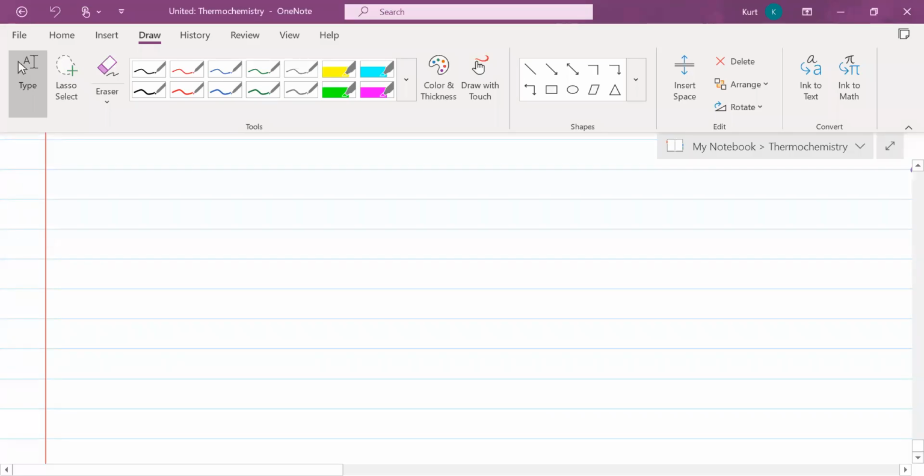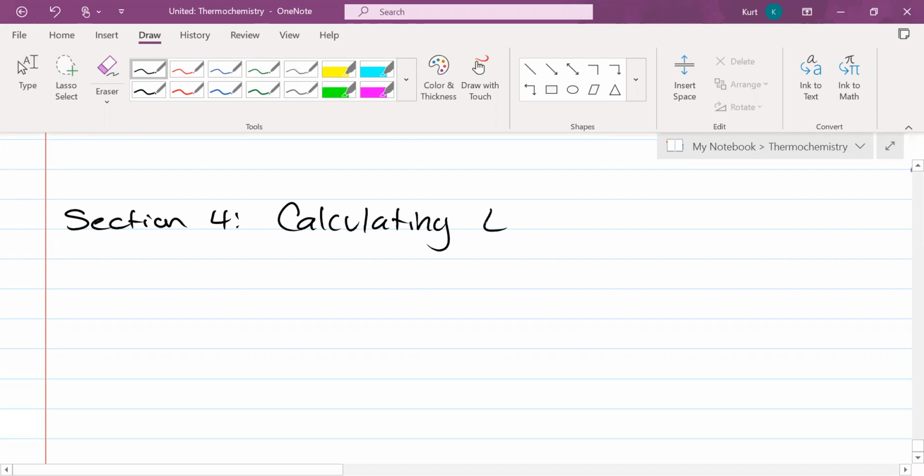Okay, so today is going to be just basically a repeat of the previous lesson. Had some computer issues with the last lesson that was posted, so this one should be a lot nicer and neater. This is section 4, which is all about calculating enthalpy.